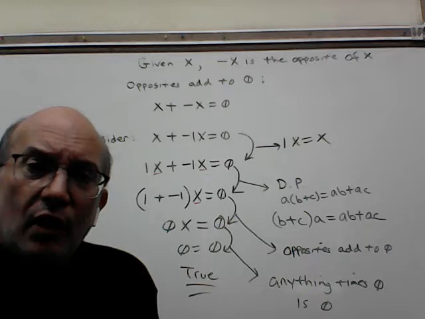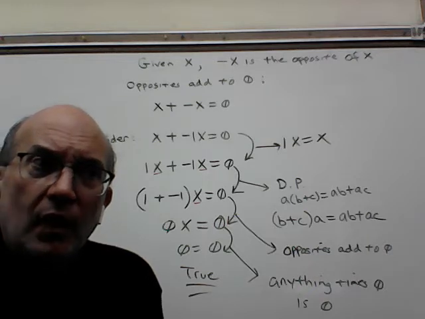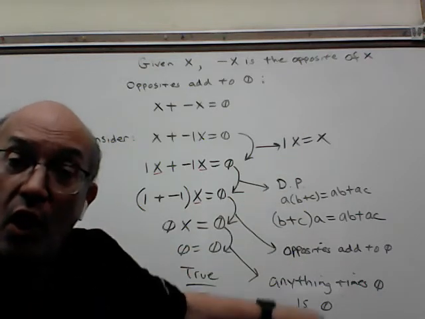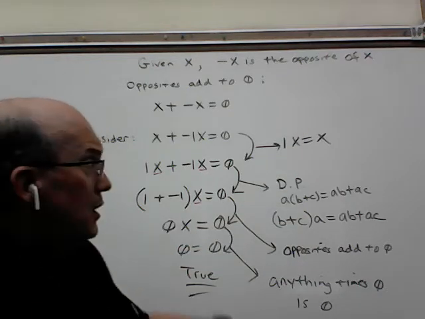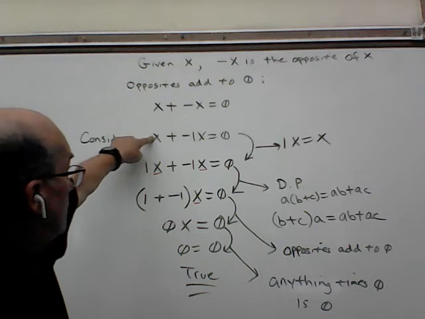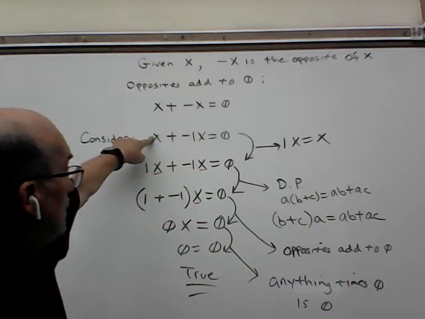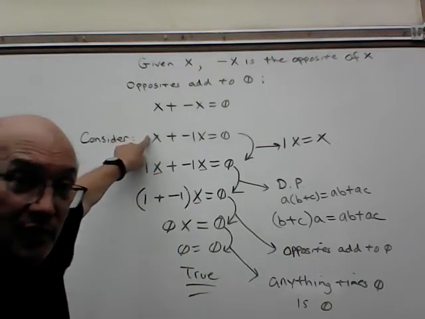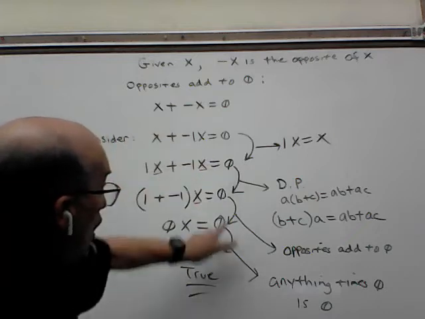Through a series of steps, because of reasons that we all agree to from the past, we went from this, x plus negative 1 times x equals 0, to 0 equals 0, a true statement. This is true. This is true for any x. That's what all of this shows.